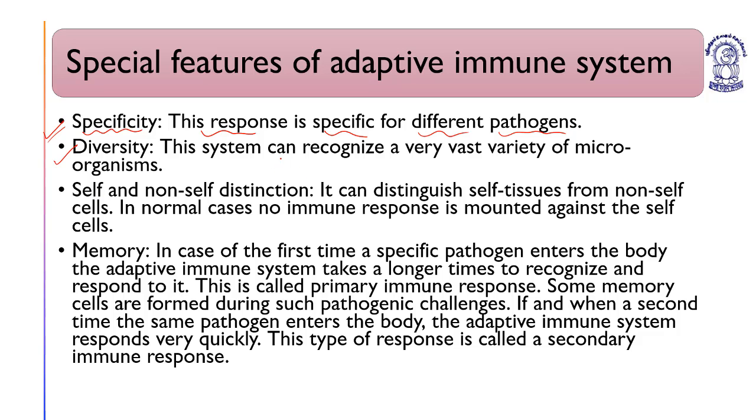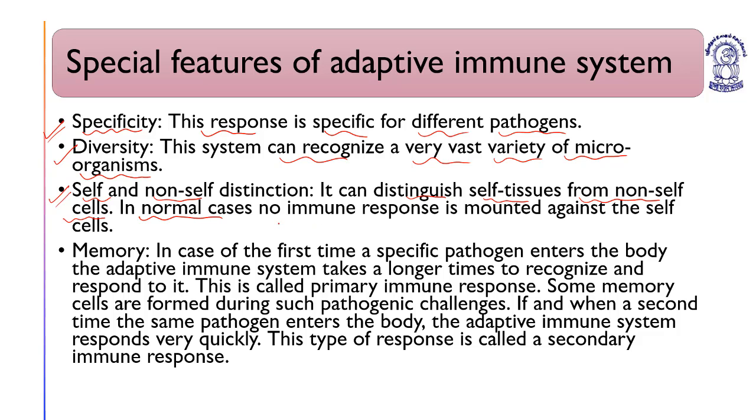Diversity. This system can recognize a very large group or varieties of microorganisms. So this is diversity. So it is specific, it is diverse, it helps to discriminate between self and non-self. It can distinguish self tissues from non-self cells. Okay, meaning the cells of the host and the foreign bodies like bacteria, virus, the pathogens, they can be differentiated by adaptive immune system or the acquired immune system.